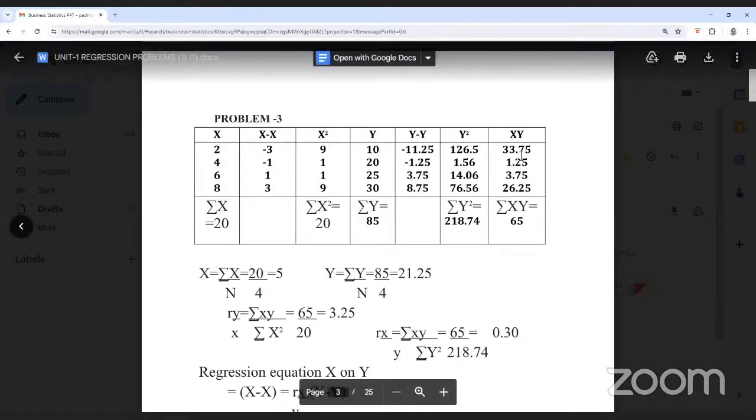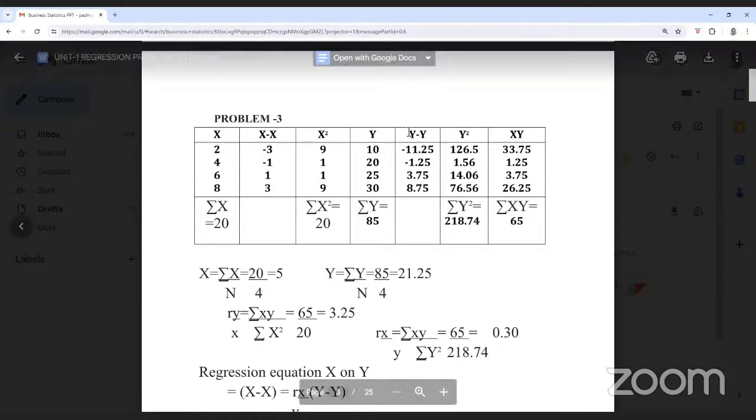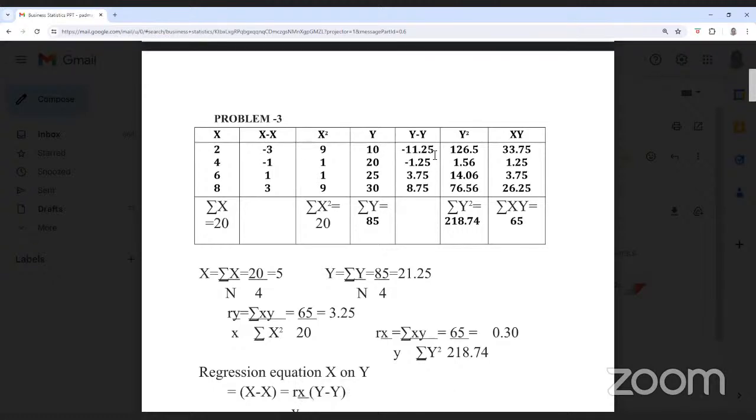Then x into y we have to take. Here, this is x, this is y. You have to multiply minus 3 into 11.25. That is 33.75. Then 1 into 1.25, it is 1.25. 1 into 3.75, it is 3.75. 3 into 8.75, it is 26.25. When we total it, we get sigma xy, it is 65.